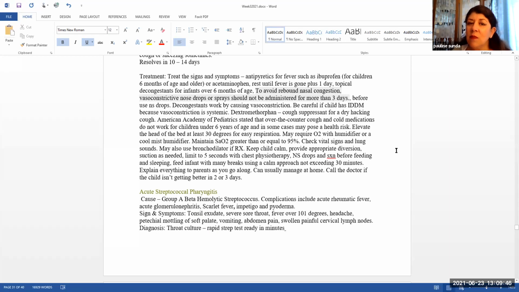Treatment. The signs and symptoms is really what we're going to be treating. So antipyretics for fevers such as ibuprofen, and this is typically for children 6 months of age and older, or acetaminophen. You want them to rest until the fever is gone plus 1 day. Note that topical decongestants for infants over 6 months of age may be utilized. In order to avoid rebound nasal congestion, vasoconstrictive nose drops or spray should not be administered for more than 3 days. Before 6 months of age, you're going to be using normal saline drops. Note that decongestants work by causing vasoconstriction.